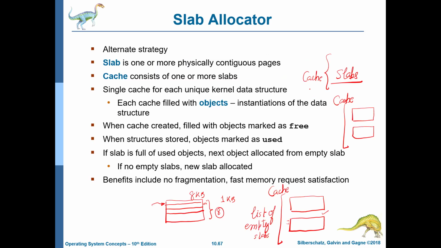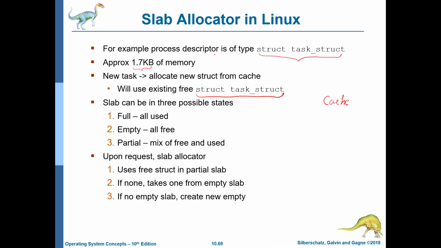As you can see, the basic idea is that a cache consists of one or more slabs. A slab is one or more physically contiguous pages which we basically fill with objects. A slab can have three possible states. Full means the entire space is used. Empty means the entire slab is free. Partial is a mix of free and used.